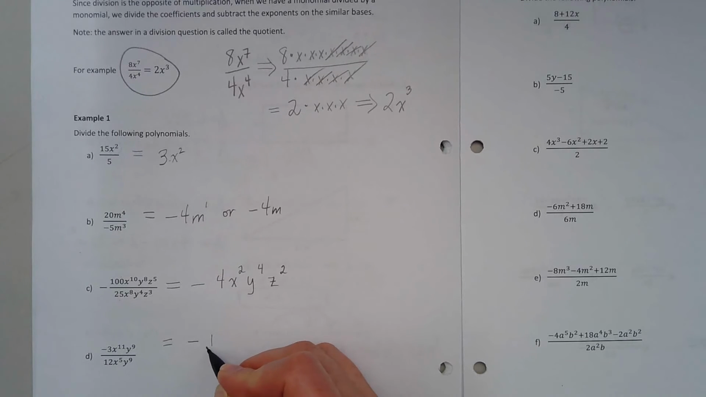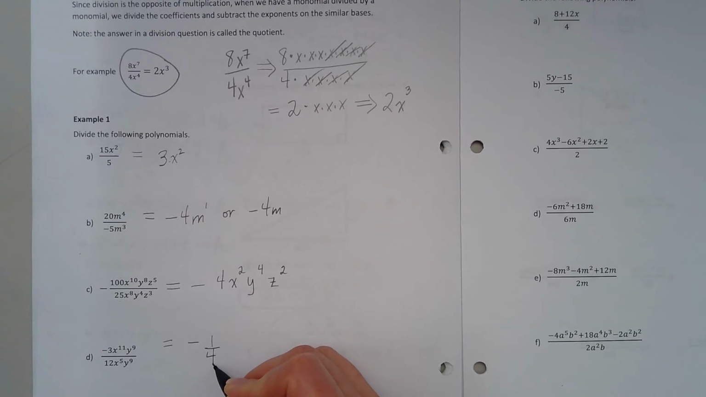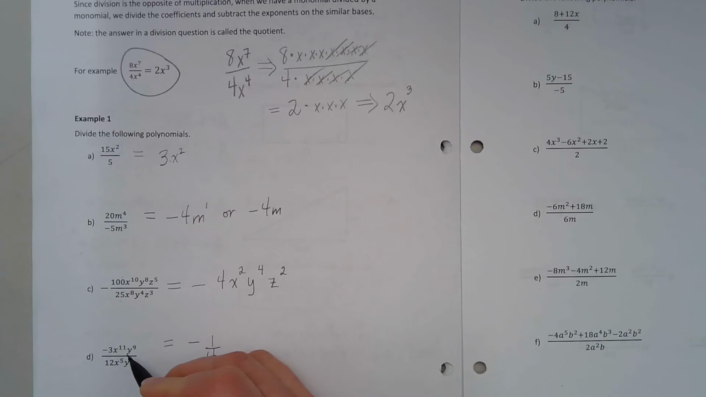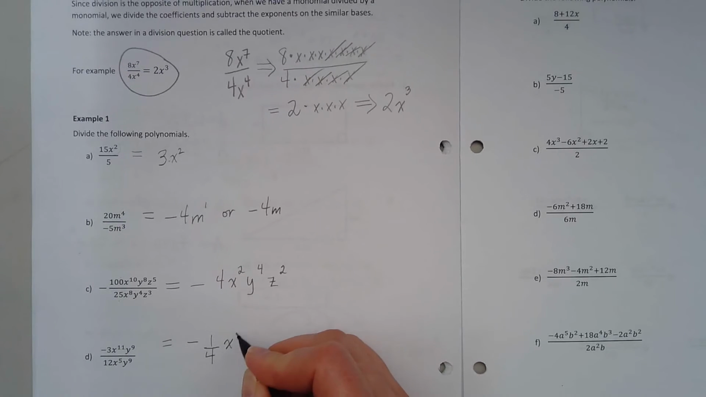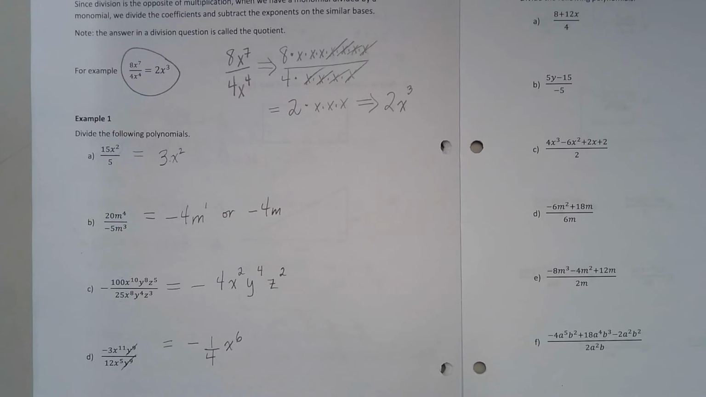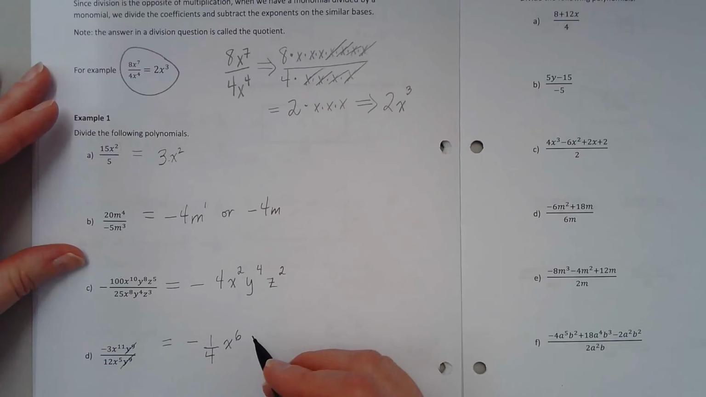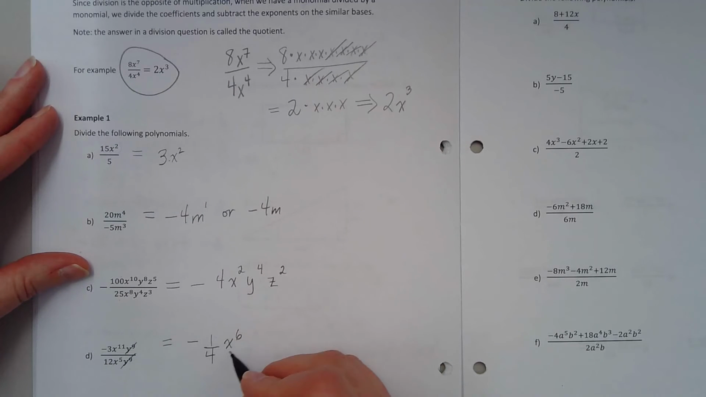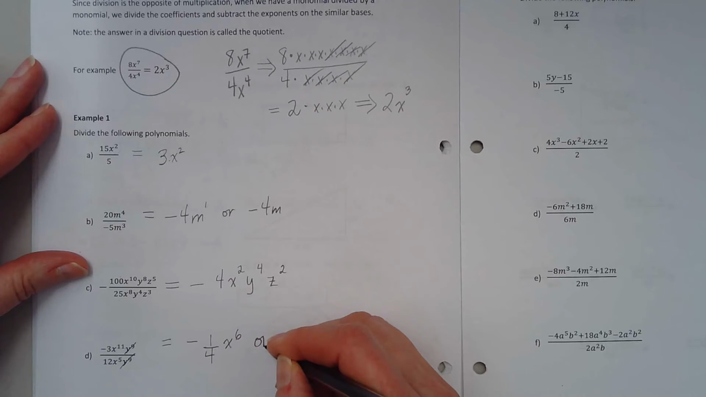Negative 1 over 4, I think. Right? Okay, x to the power 6. What happens if I have y9 over y9? It cancels to 1, right? So I don't have to record that. It'll just be 1.